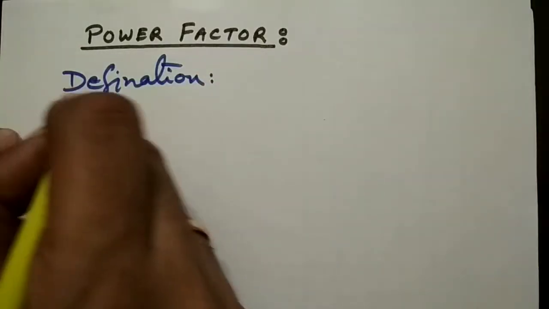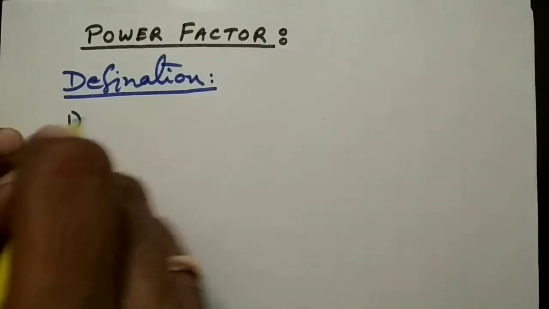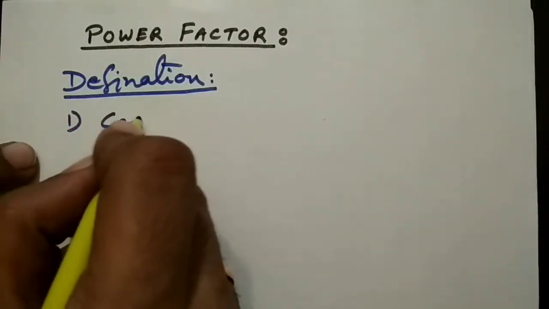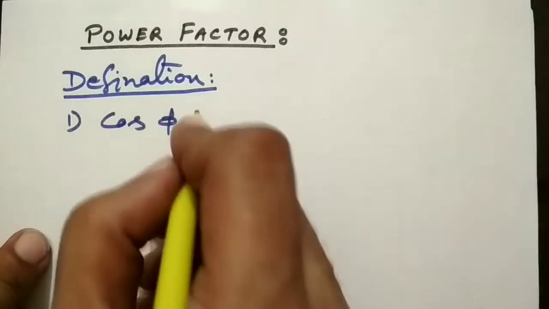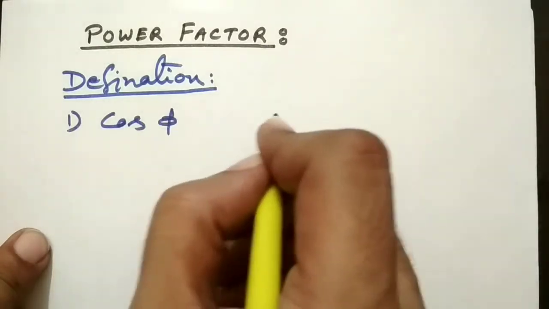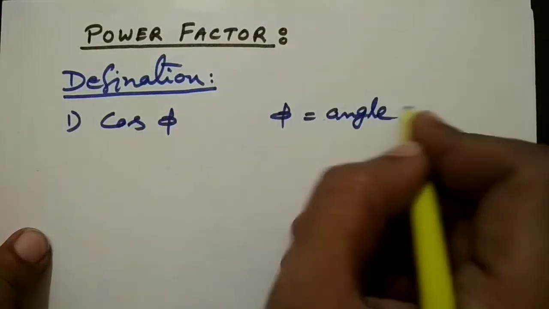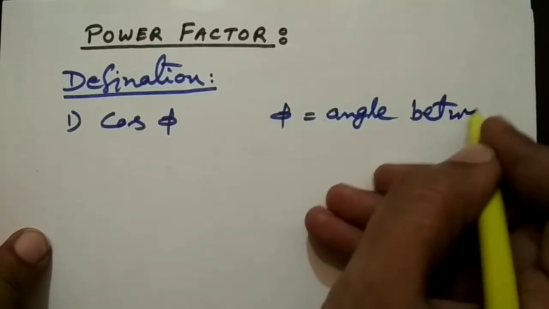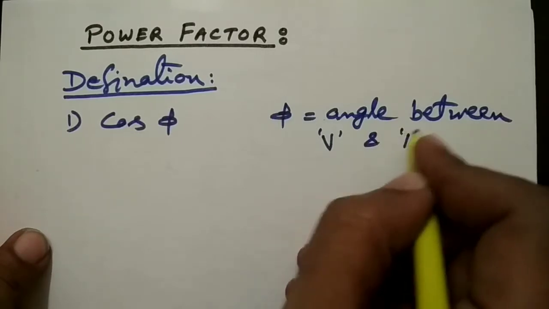As we have already discussed earlier, the power factor can be defined as the cosine of the angle between voltage and current, cos phi, where phi is the angle between voltage and current of the circuit.